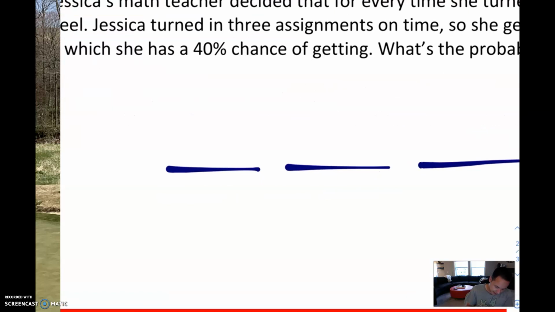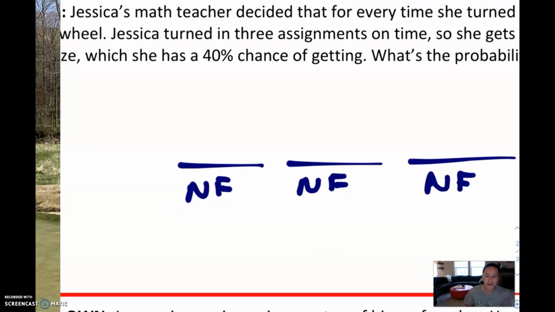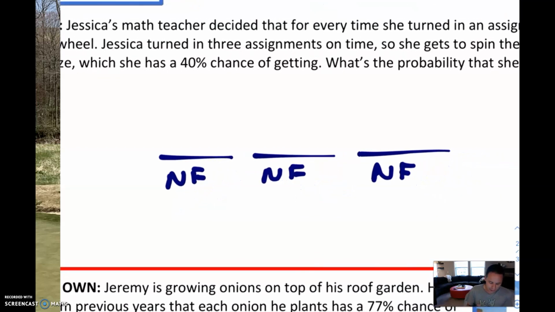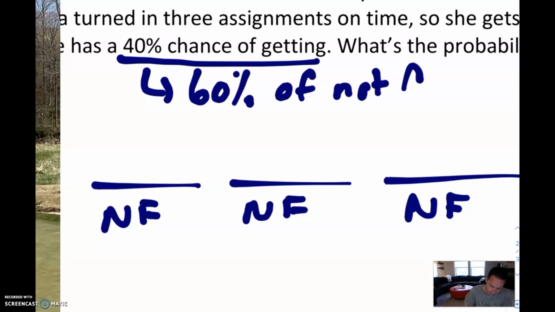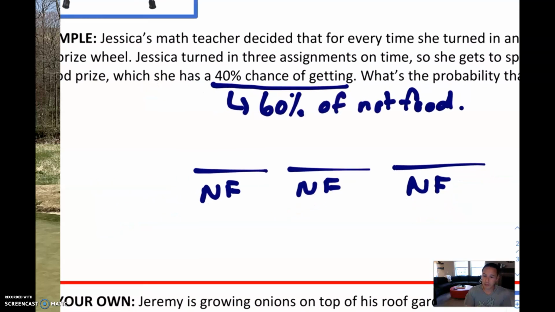And I'm going to say not food. We'll just say NF. Not food and not food. So this is like her getting shut out from all the food prizes. So if there's a 40% chance of getting food, the chance of not getting food is 60%. Remember, this is the complement rule. If something has a 40% chance of happening, then it has a 60% chance of not happening.